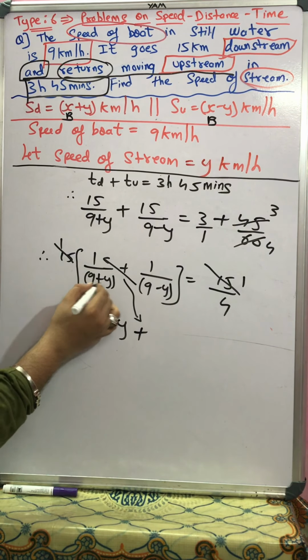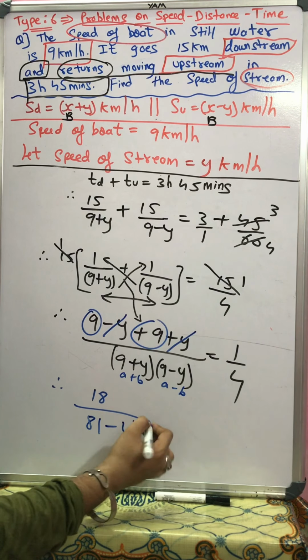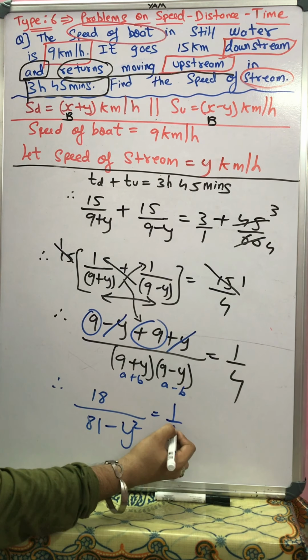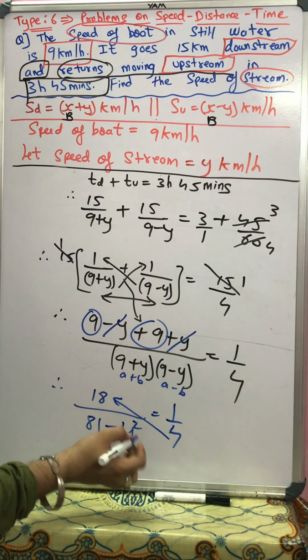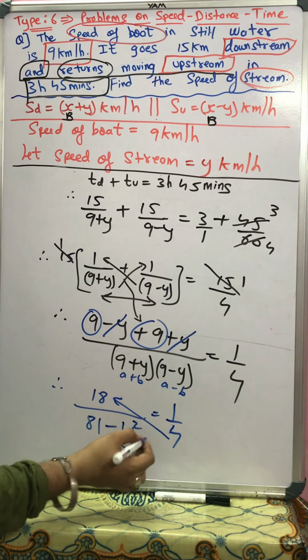Now, minus y plus y gets cancelled. 9 plus 9 becomes 18. Therefore, 18 upon, this is like a plus b, a minus b, which is a square minus b square. So 9 plus y, 9 minus y. a square means 9 ka square, which is 81. Minus b square means y ka square, which is y square, is equal to 1 upon 4. Now just the cross multiplication. 4 will be multiplied with 18 and this 81 minus y square will be multiplied with 1. Please pause the video. I'll move on to the next screen.